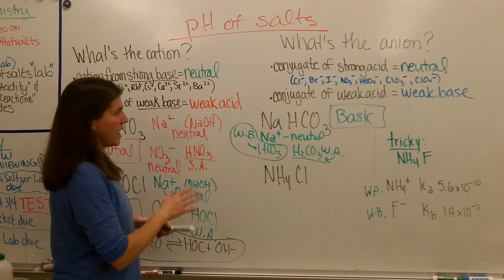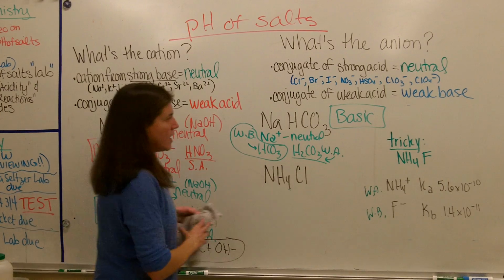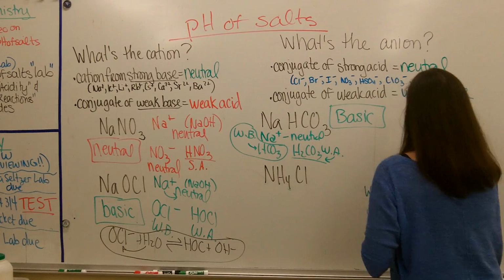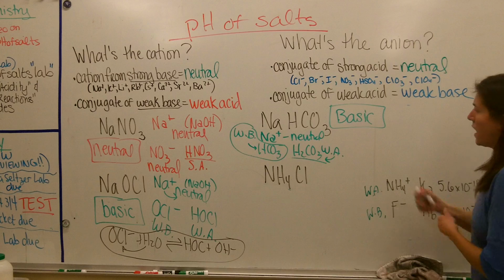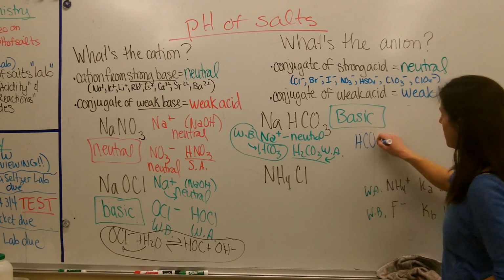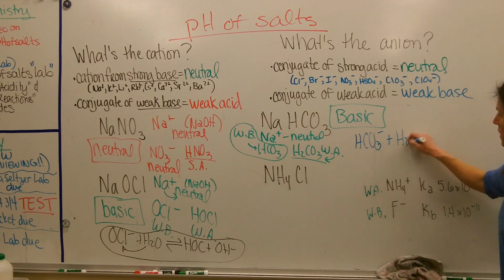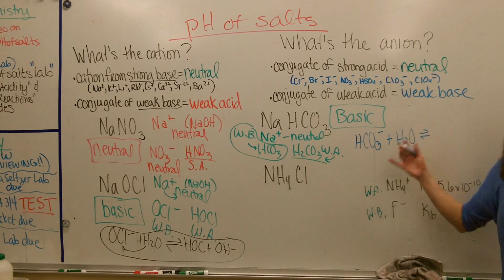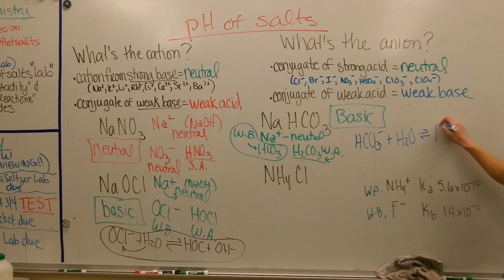And the reason why that happens, let me erase this for a moment, is the bicarbonate anion is going to react with water. It is a base, so it's a hydrogen taker, so it's going to create H2CO3 and hydroxide ions. So this is what makes it a basic solution, right there.